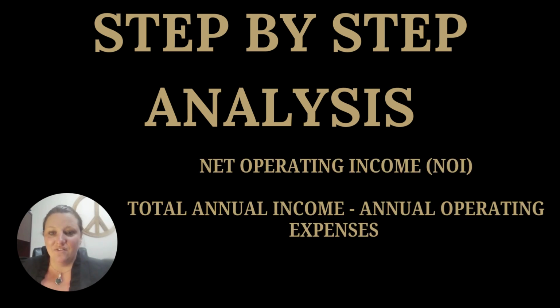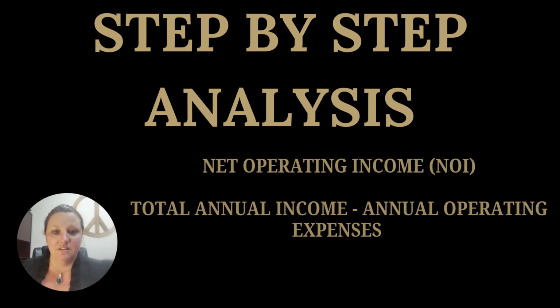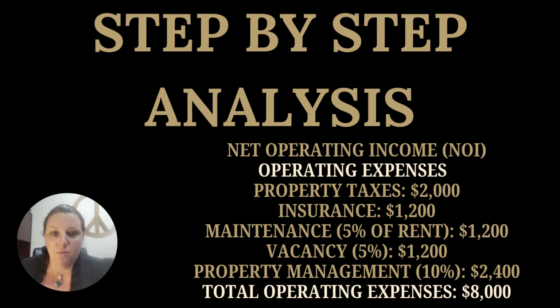As stated in the last video, the next step is going to be looking at the net operating income. So how you get that is the total annual income minus the annual operating expenses. So for the net operating income, when we're looking at the operating expenses, all these numbers are annual. And so, breaking that down, we're looking at the property taxes of $2,000, the insurance of $1,200, maintenance, which is 5% of the rent, just to make sure you have some money stashed away for that, is $1,200.